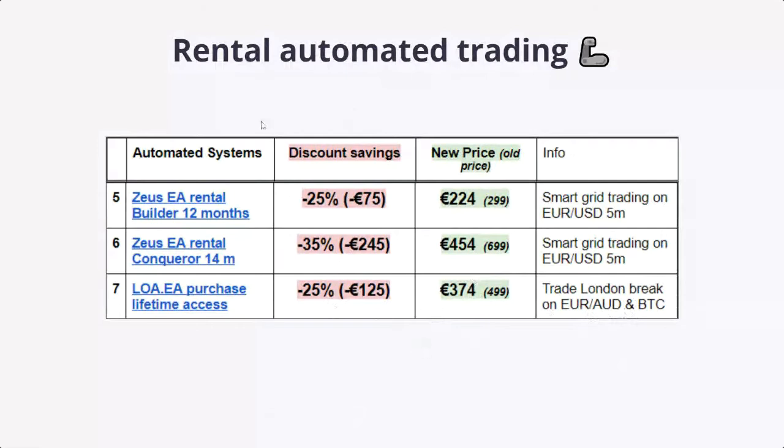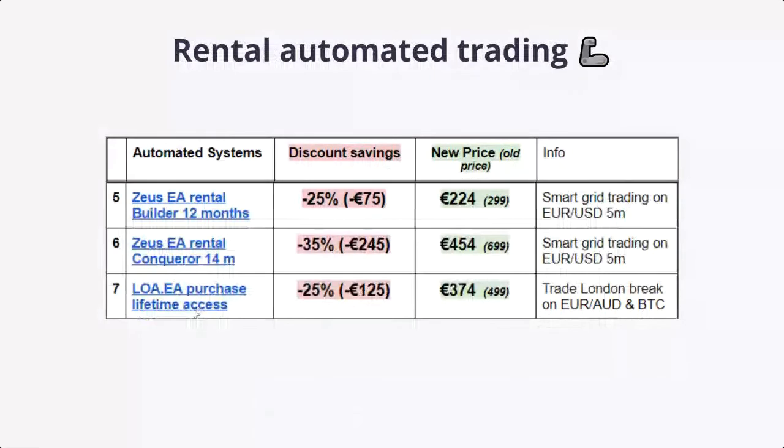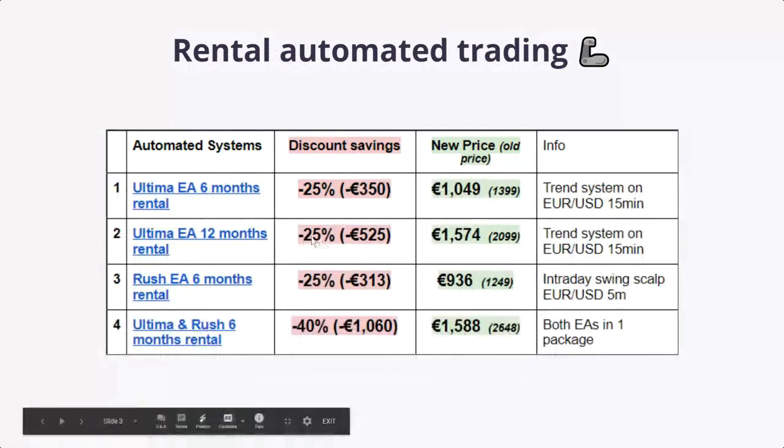So these are the EAs. These are the rentals. Actually, LOAEA is a purchase, so it's a one-time payment. I should be precise. It's not a rental. It's just a one-time payment. So that's a small advantage there, I think, or maybe a big advantage for LOAEA. So those are the 4 EAs there.